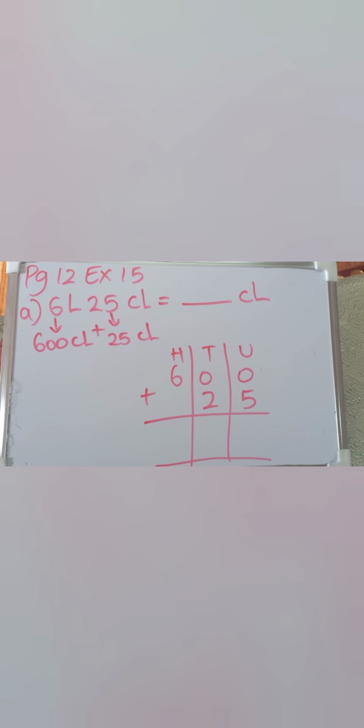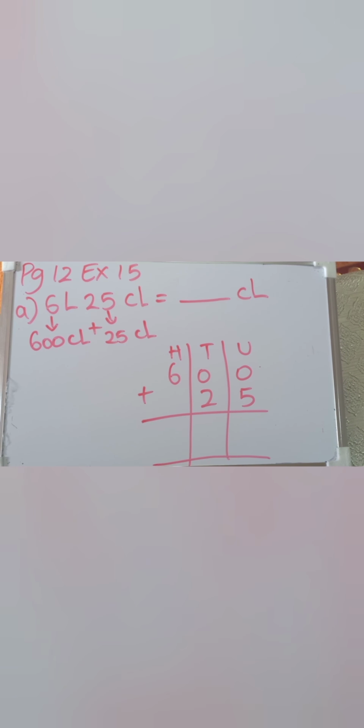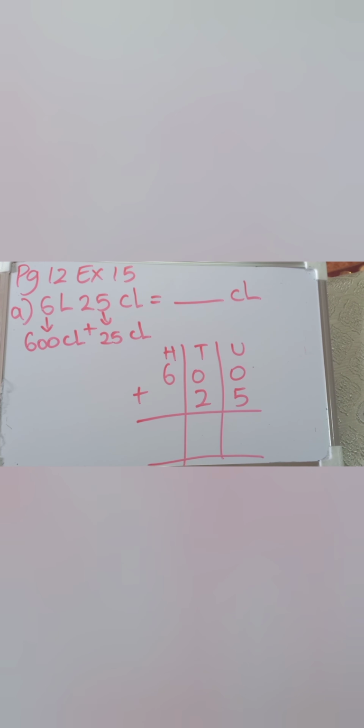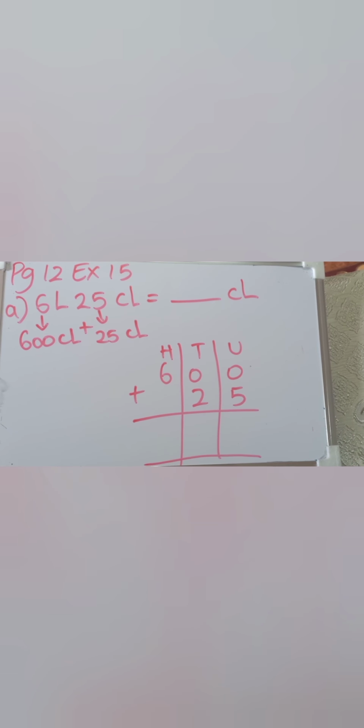We are going to work out question number 15a on the board together. So it is 6 liters 25 centiliters is equal to how many centiliters? We should proceed the same way. We have 6 liters 25 centiliters is equal to blank centiliters. So 6 liters is how many centiliters? Yes, 600 centiliters plus the 25 centiliters. You draw the columns, you work out.